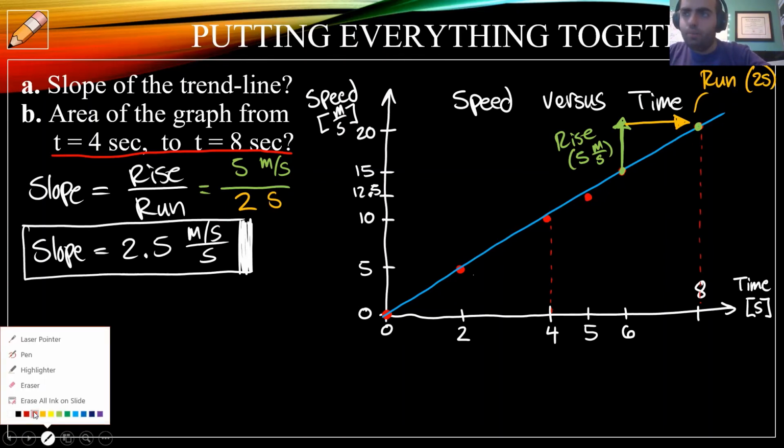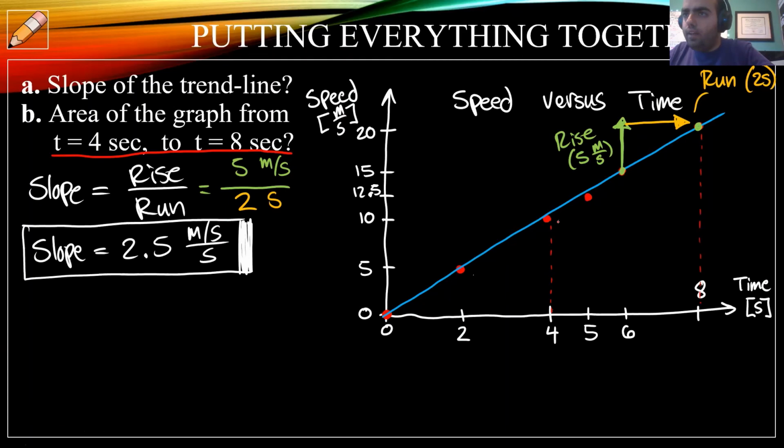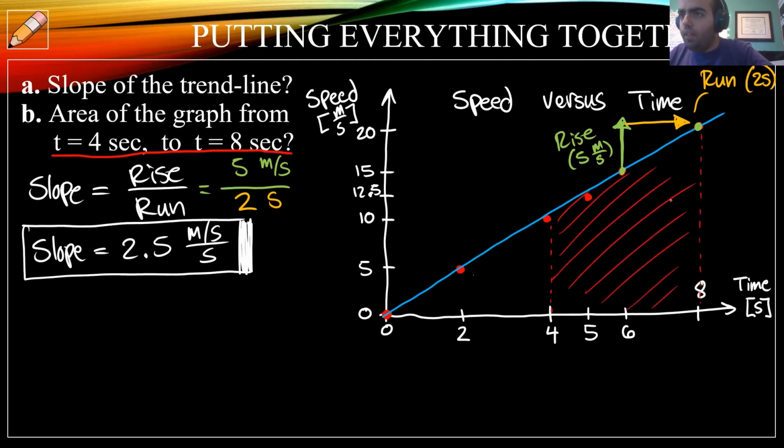So we can shade that in, at least in a light way. That right there is the area that we are being asked about. And notice that this area, if we break it up into two pieces, if I draw a horizontal line right here, this area is a rectangle plus a triangle.